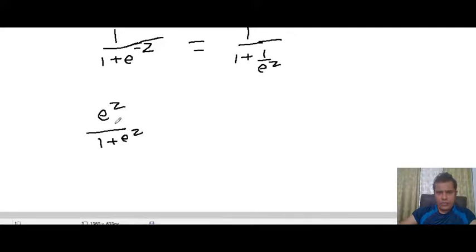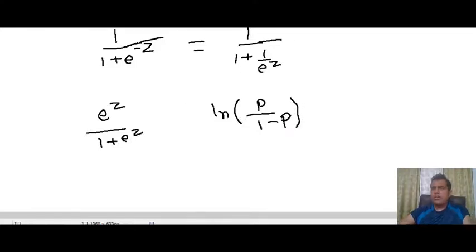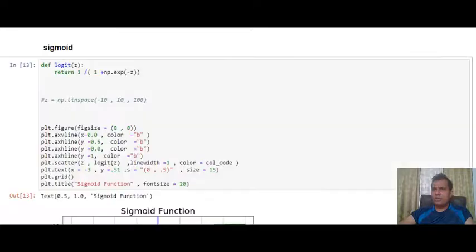Now let's try to understand this code. The code is pretty simple. I am defining one logit function, logit(z), and this function returns the value 1 upon 1 plus np.exp of minus z, which I have just written on the paint window. And then I have already created the variable z over here, so I'm not creating z separately. I would be using the same z, and then I'm plotting it.